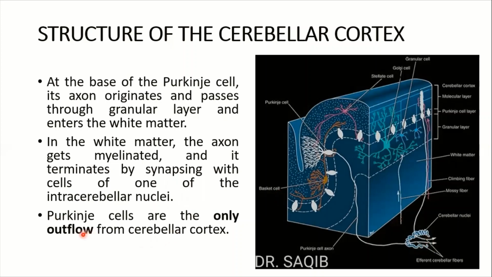You're going to learn about them very soon in this lecture. Purkinje cells are the only outflow from the cerebellar cortex. This line is very important: all the other fibers are coming as an inflow to the cerebellum, and the Purkinje cells are the only outflow from the cerebellar cortex. Here they are going, right?